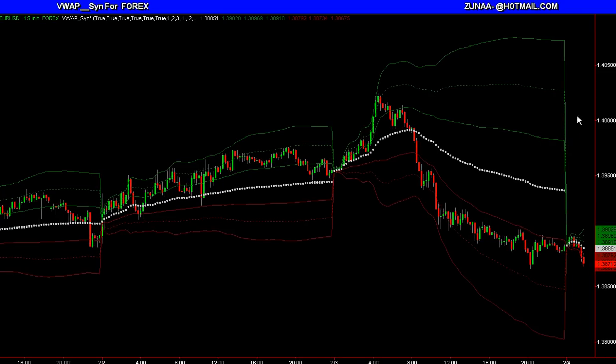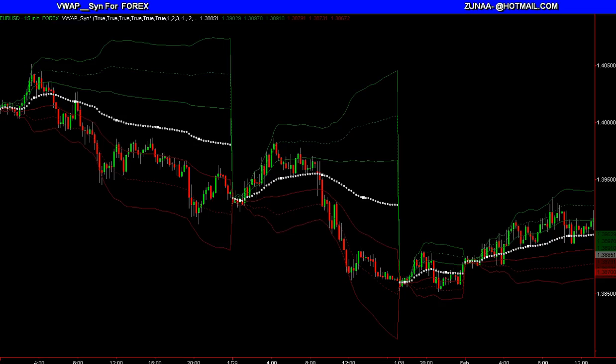In any case, guys, I just wanted to show this and just to encourage you guys that if you do like this indicator and you do want to use it on Forex, it is possible. Just think a little bit about it and you can use it.